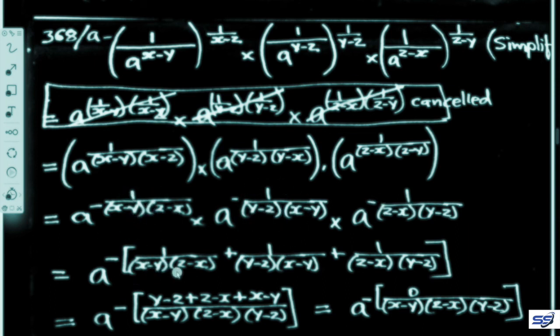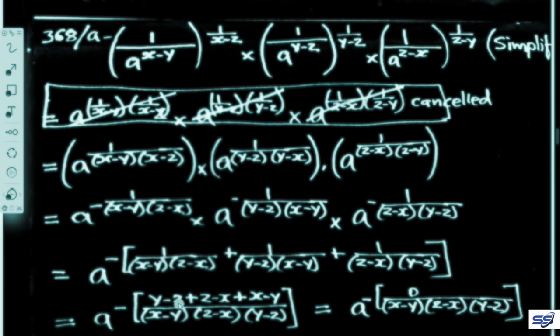Here 1 upon (x minus y)(z minus x) plus 1 upon (y minus z)(x minus y) plus 1 upon (z minus x)(y minus z). Now all these three shall be added. To add all these three, we have to take the LCM. Now the LCM comes here: (x minus y)(z minus x)(y minus z). In this way, these three come in common as the LCM. So for the first, 1 shall be multiplied by what is missing: (x minus y)(z minus x) is similar, and the non-similar is y minus z, so y minus z shall be multiplied to 1.